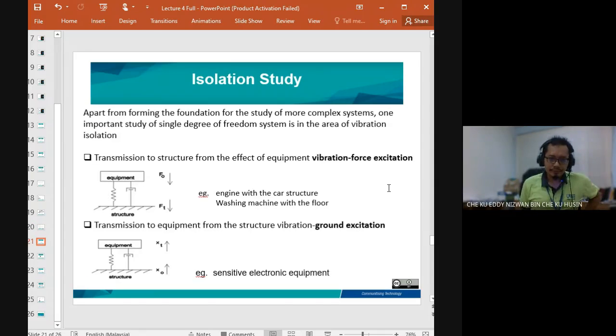Okay, then this is the isolation study. Isolation study is actually mostly used in the design stage, to reduce vibrations.